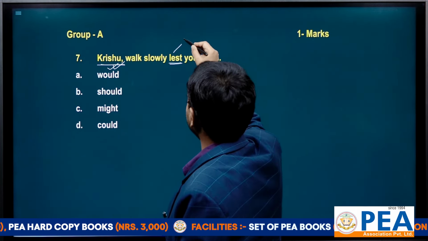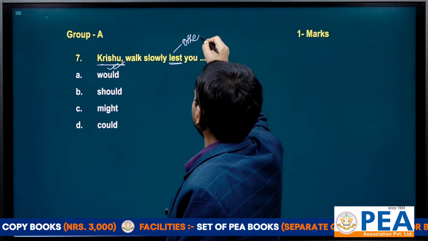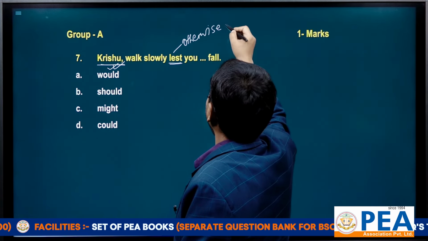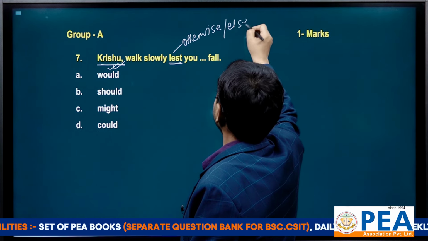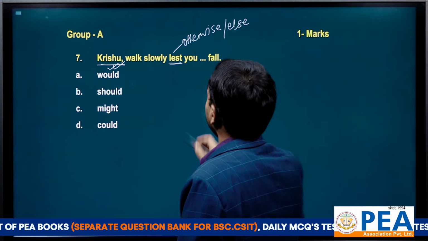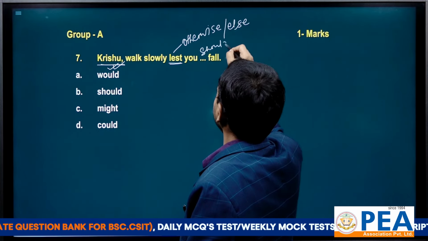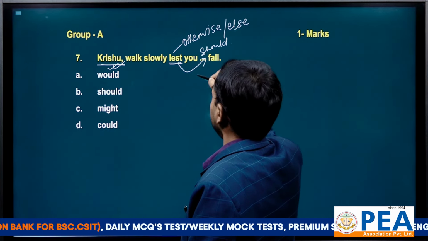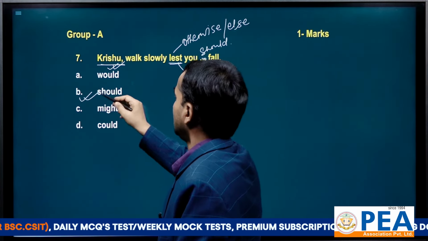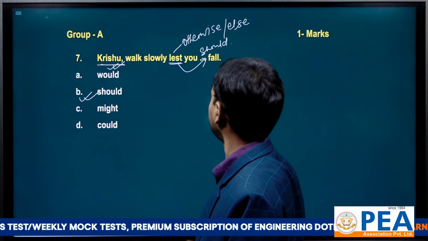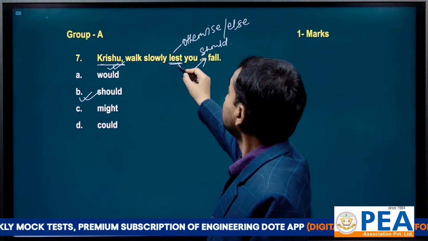It means otherwise, or else. It is also called else. Lest always takes should with it. It always makes a pair, that is lest, should. Okay, so should is the right answer. The rest all are wrong. Should come.